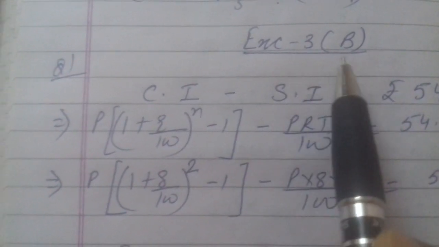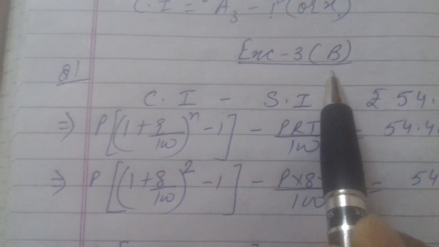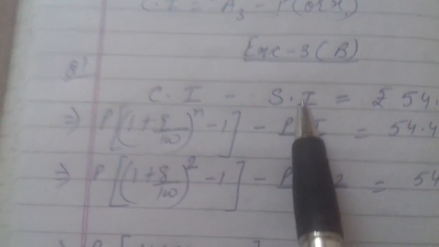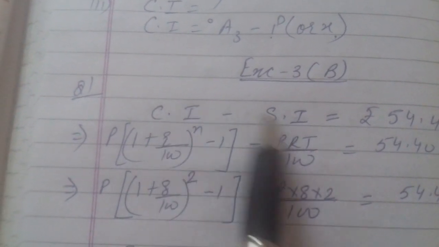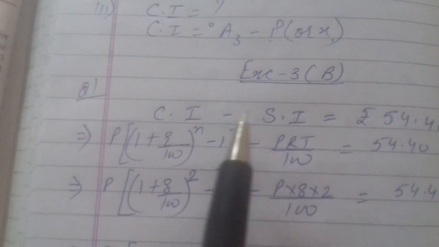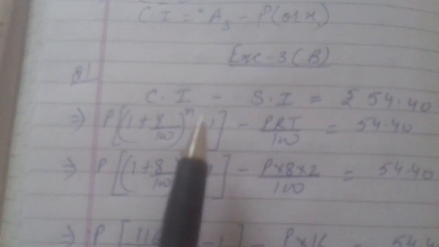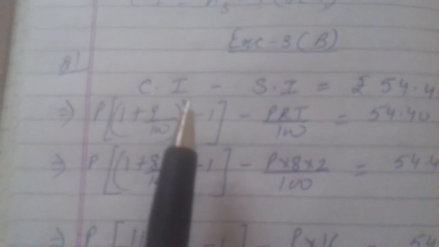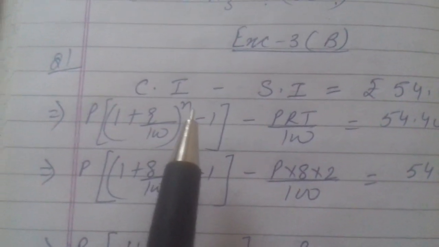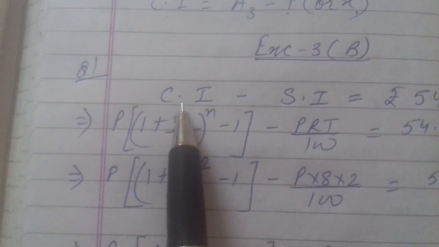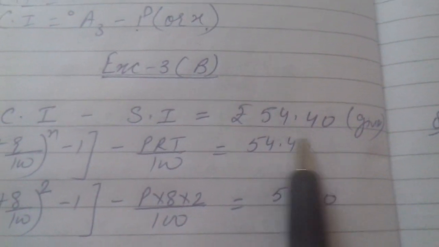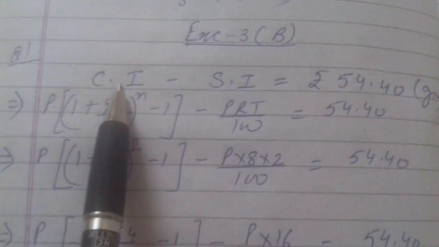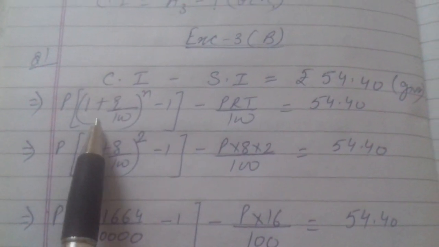Yes, exercise 3rd B, the difference between simple interest and compound interest. It is given. Difference is given to you, and you must be thinking why it is not simple minus compound. So remember, for the same time period, for the same rate, for the same value, compound interest is always more than simple interest. That's why I wrote compound interest minus simple interest is equal to this. Beta, this value is given to us. Now let us put the formula. I am going to write the formula over here.